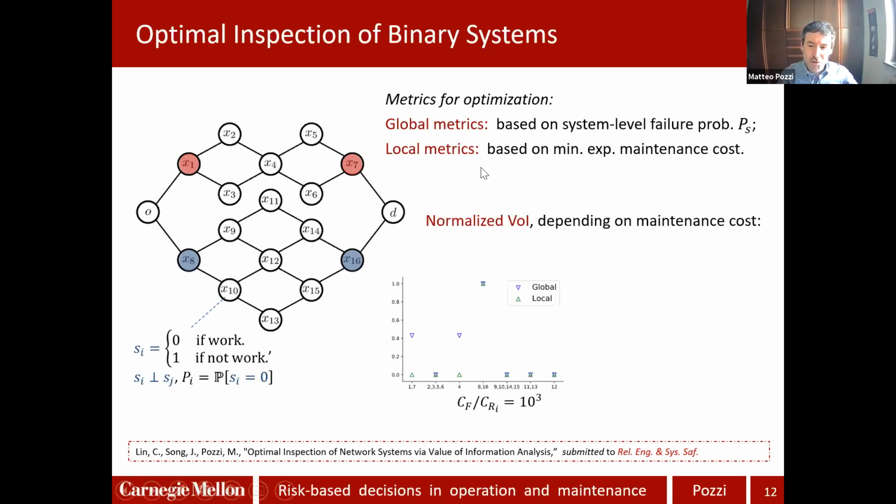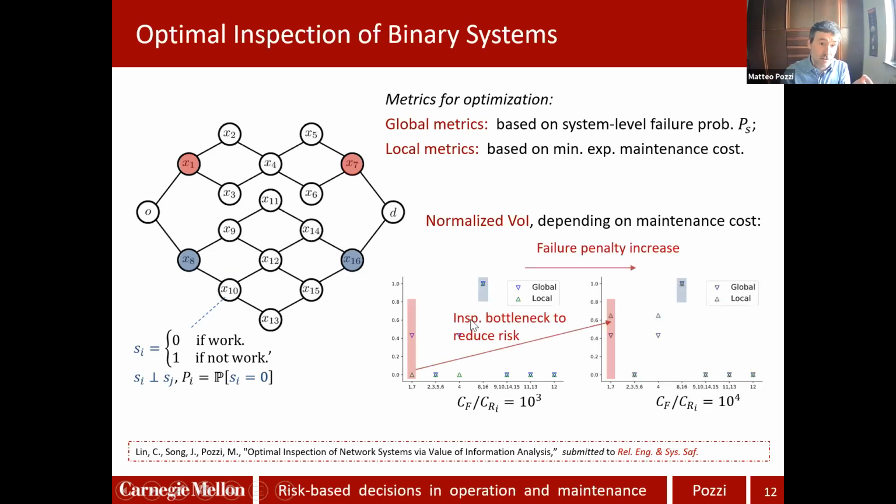And this is just to show you how there's a difference between the ranking proposed by this and the ranking that depends on, for example, the cost for repairing the different components. Of course, this has an impact on the order, and different components may become less or more important for inspection, depending on these parameters.